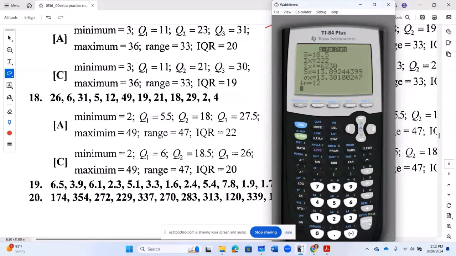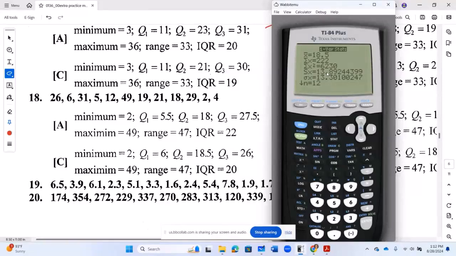So I hit enter. All right. It's telling me that the mean of the data in number 18 is 18.5. I'm not told to find the standard deviation, but if I'm told to find it, and they tell me it is the sample standard deviation, then I will know that the sample standard deviation is here. I have to be careful because it could be find the sample standard deviation to 3 decimal places.